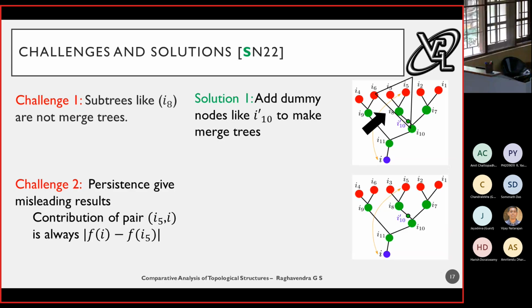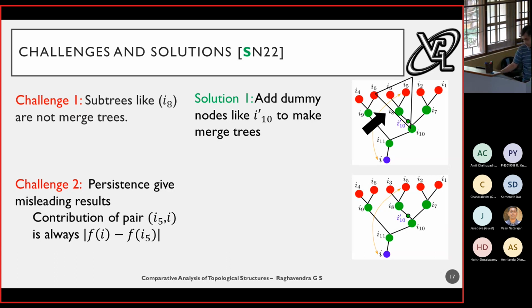Then the other disadvantage here is that the persistence of a particular node does not change once it's computed, and in some cases it would be very high compared to the subtree which we are trying to compare. Because of this, it will give many misleading results.